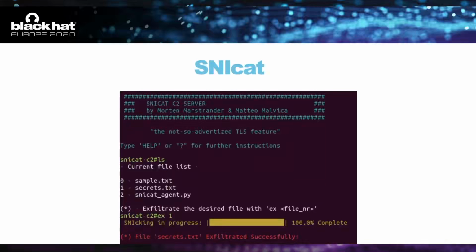The end product of this research of ours is a proof of concept open source project named Sneakit, which stands for Server Name Indication Concatenator. Sneakit is a C2 capable of navigating the file system of the compromised host and exfiltrating files through TLS inspection devices sitting in between, even if the C2 domain is blacklisted and configured to be blocked by the device.